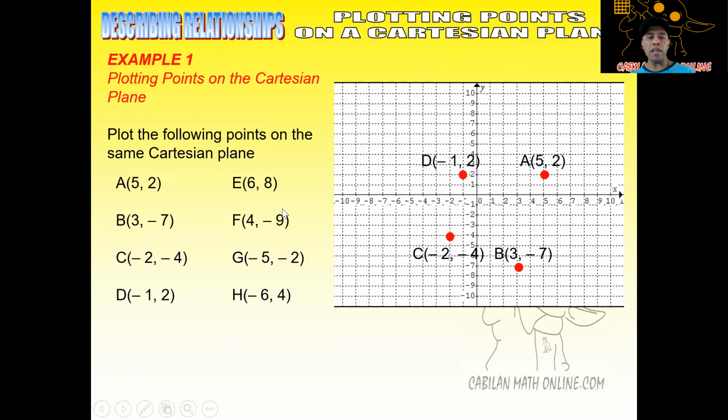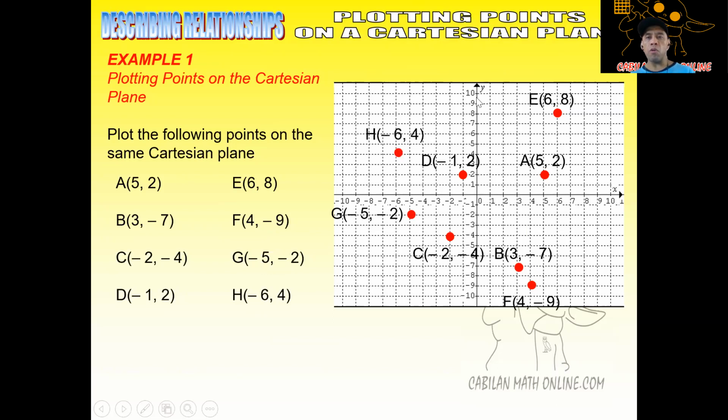Okay, so for part E, we have 6 and 8. That means I'm going to go right 6 and then up 8. And then from here we have 4, -9. So that means I'm going to go right 4 and then down 9, which is right there. Then we have G, -5, -2, which is going to be left 5 and then down 2. And last but not least, we have -6, 4, which is left 6 and then up 4.